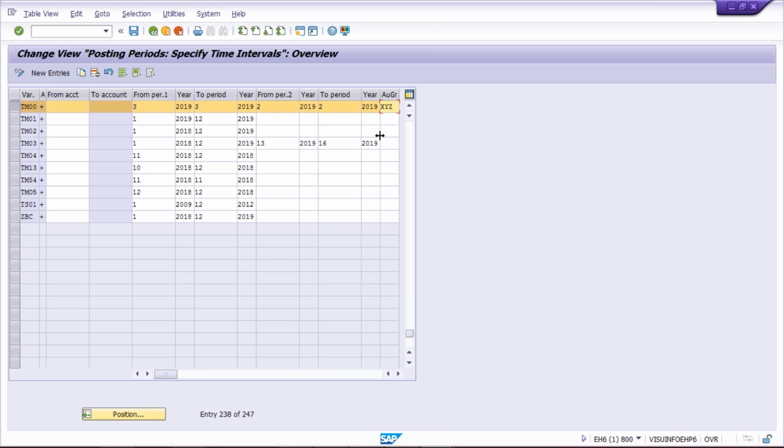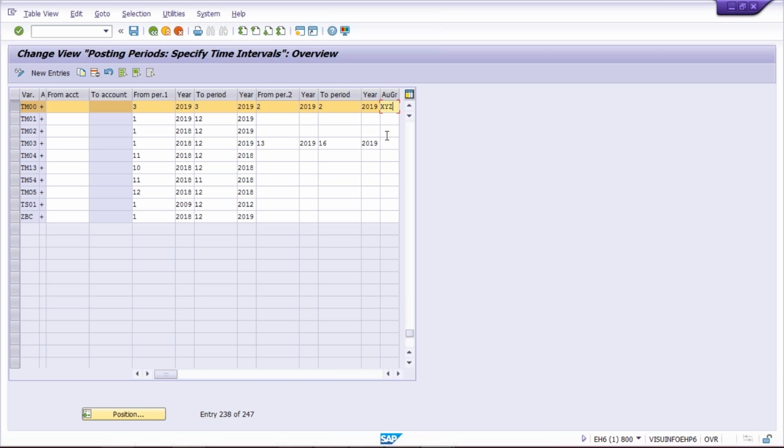And against that authorization group, whatever required users are there, their user IDs will be linked. So whenever those people are going to post transactions, the system will allow them, because the previous period has been opened, but it is open against a particular authorization group, and whichever users are linked in that authorization group are the only ones allowed for posting. The remaining people will not be allowed for posting, since their user ID is not linked against that authorization group. So this is the logic.